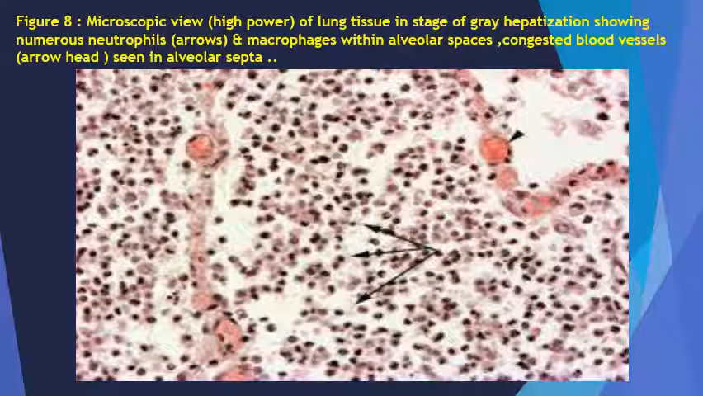If we give you this slide in the practical exam and you see the alveoli filled with neutrophils, you have to identify the stage. We ask you to identify the stage of the pneumonia, and you see numerous neutrophils in the alveoli, with a few RBCs and bacteria. You can identify that this is the stage of gray hepatization. You can also see congested blood vessels in the alveolar wall.